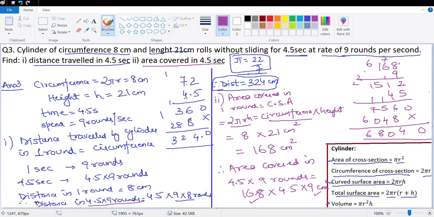So this is equal to 6804. How many decimals? 1. So this is 6804 centimeter square. So that's the answer. The area covered is equal to 6804 centimeter square. Let's look at the next question.